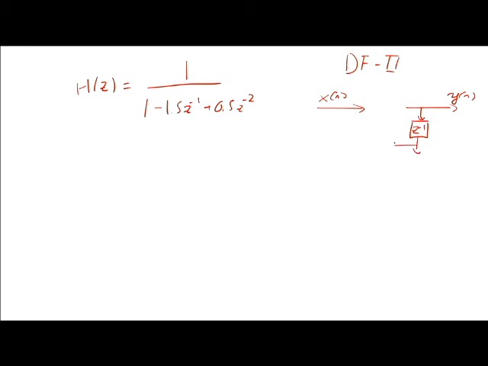And then this guy goes here. We multiply by minus 1.5. We then go through another delay element, z to the minus 1. And then this guy here is multiplied by 0.5. He goes here. We add. And we go here. We add. So that's what this guy will look like, right?